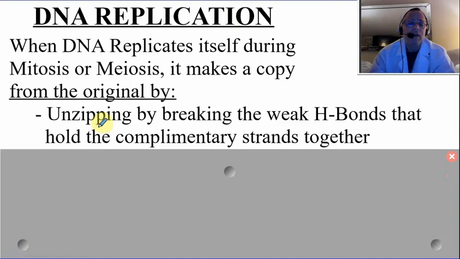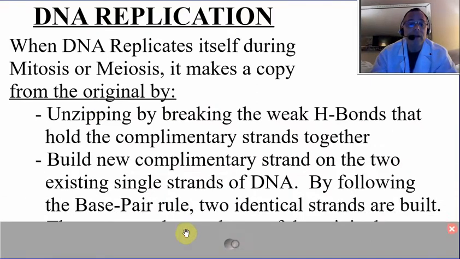To begin with, this DNA must be unzipped. So we're unzipping it by breaking the weak hydrogen bonds that hold the complementary strands together. And to do that, we're going to use an enzyme called helicase. You'll see that later. Okay, then we have to build a new complementary strand on the two existing single strands. So those strands that were intertwined are separating. This, if we build a new complement to it, will be a separate strand. This one here, build a new complement to it, will be a separate strand.